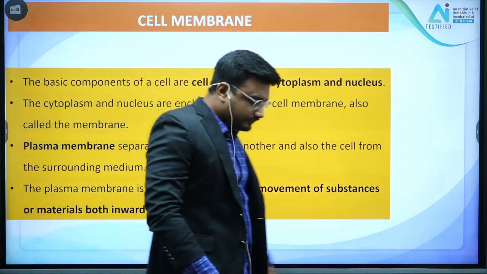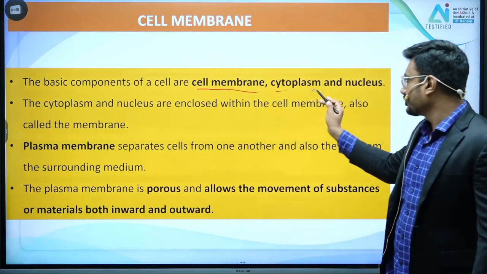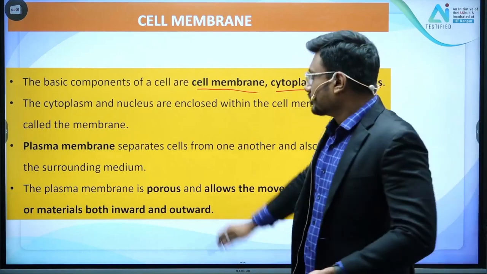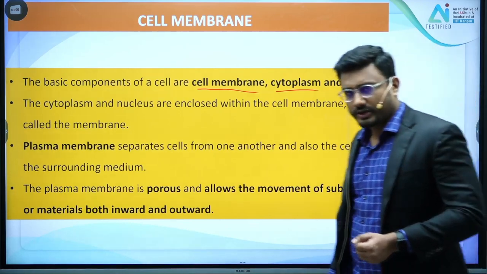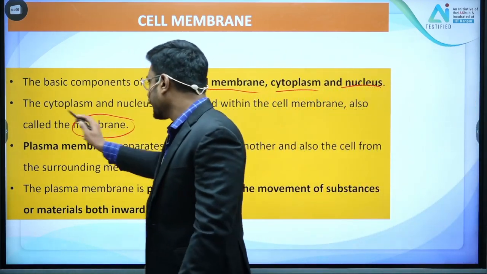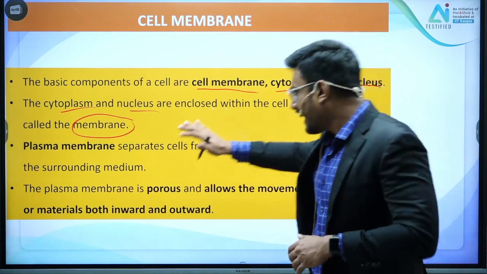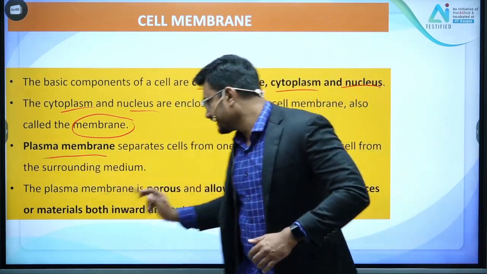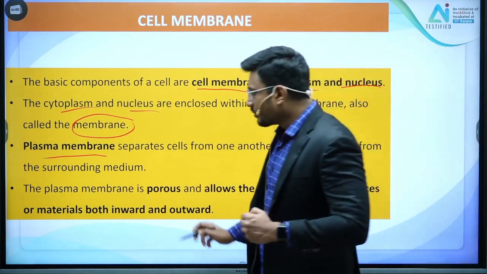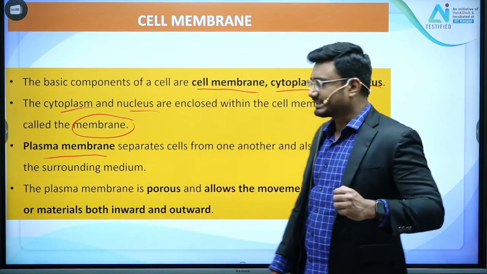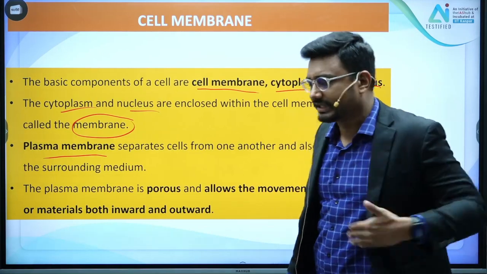Cell membrane. The basic components of the cell are the cell membrane, cytoplasm and nucleus. The cytoplasm and nucleus are enclosed within the cell membrane, also known as simply the membrane. The plasma membrane separates the cells from one another and also the cells from the surrounding medium.